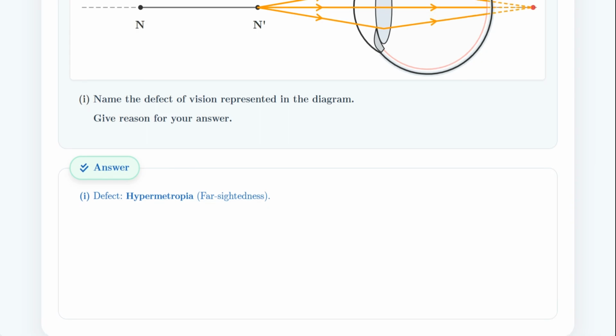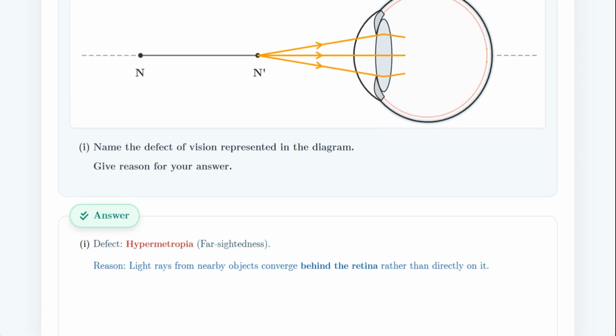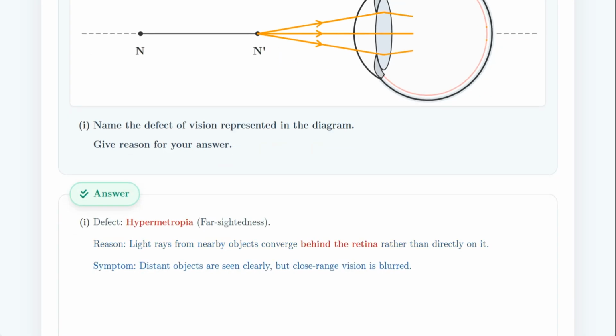This defect is hypermetropia, commonly known as farsightedness. The reason is clearly visible in the diagram. Light rays from nearby objects converge behind the retina instead of exactly on it. Because of this, a person can see distant objects clearly, but nearby objects appear blurred.